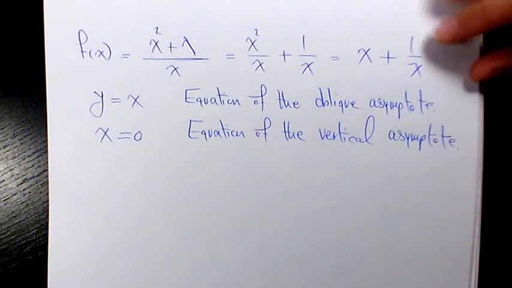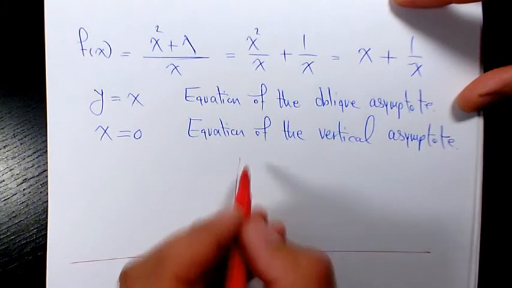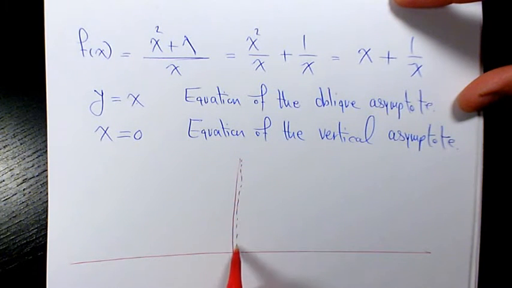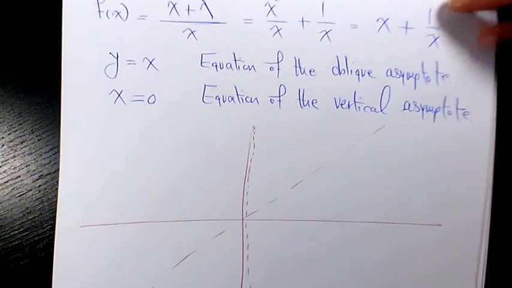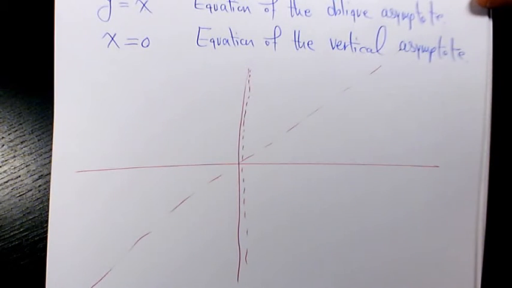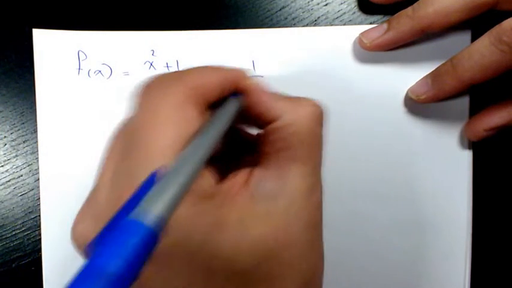So now we have the vertical asymptote like this, and the oblique asymptote like this. We need to find out the x-intercept, y-intercept, and behaviors. So I'm going to write down the function again. It is x squared plus 1 over x, which is x plus 1 over x.